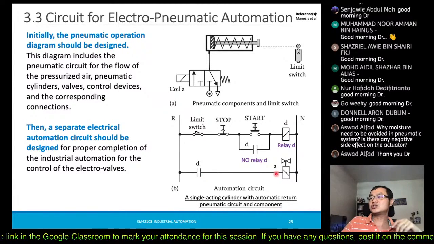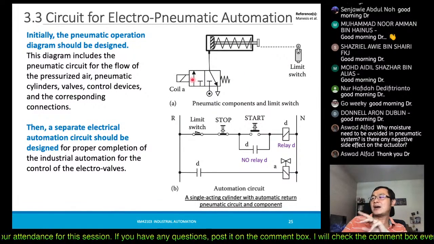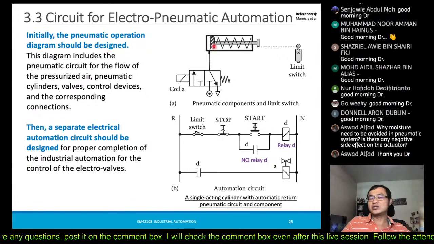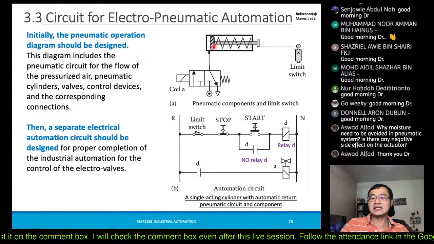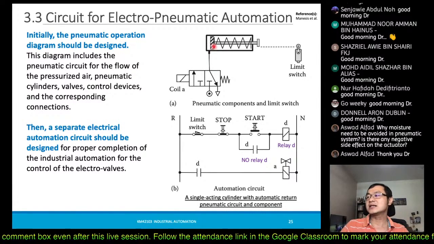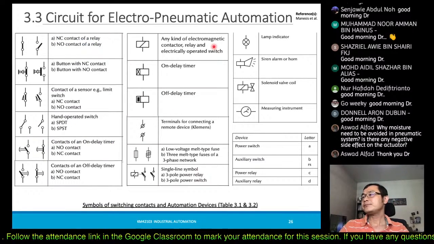Then it will switch off, right? Once it switches off, this solenoid will come back to this part and allow the piston to retract back. This is the idea of how you can read the automation circuit together with the pneumatics diagram.